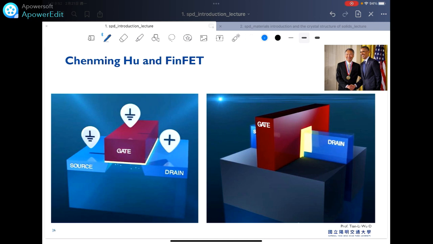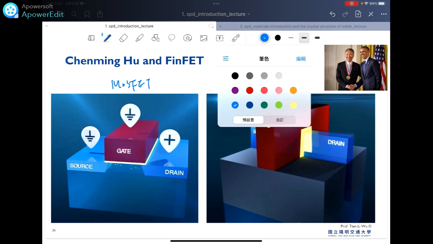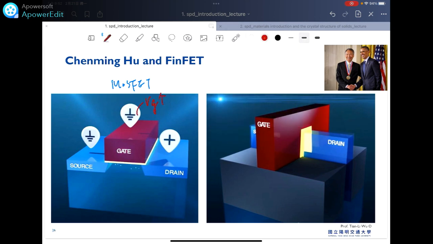But his major innovation is his proposed FinFET structure. So you can see this is a typical planar MOSFET. That's what we call the planar MOSFET. And then as we already explained, once we apply the gate bias and the drain bias here, we start to see the electrons move from the source to the drain side here. So that's a typical MOSFET structure.